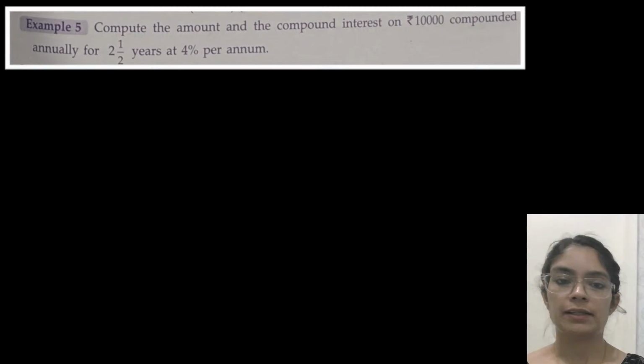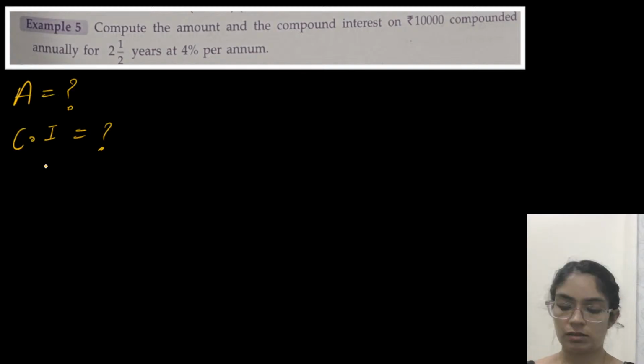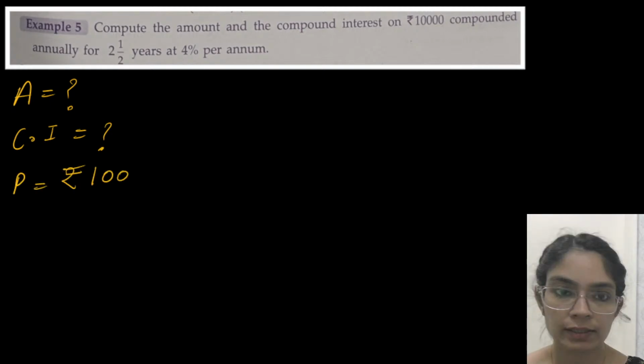Compute the amount and compound interest. So in this one also what we have to find? We have to find amount, and we have to find compound interest. Compute the amount and compound interest on 10,000. So principal is how much now? Principal is 10,000.